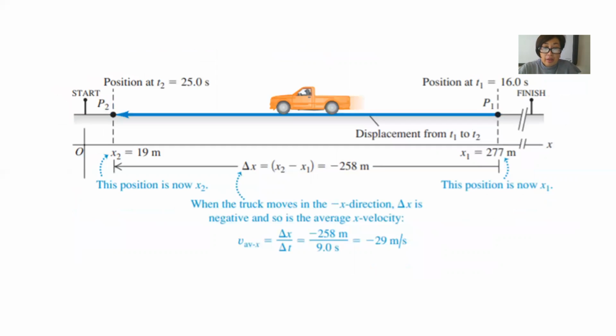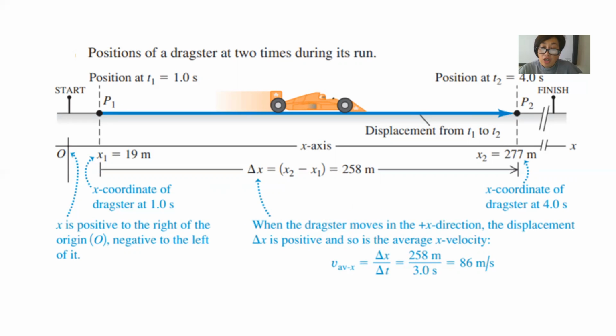And then here the average velocity is positive because the car moves to the right, in the x direction, the positive x direction. The displacement delta x is positive, so the average velocity is positive too.